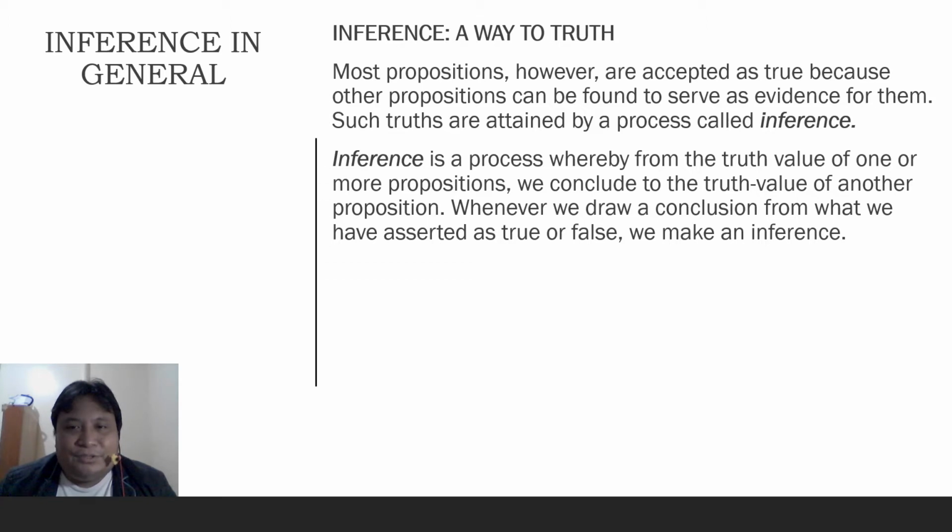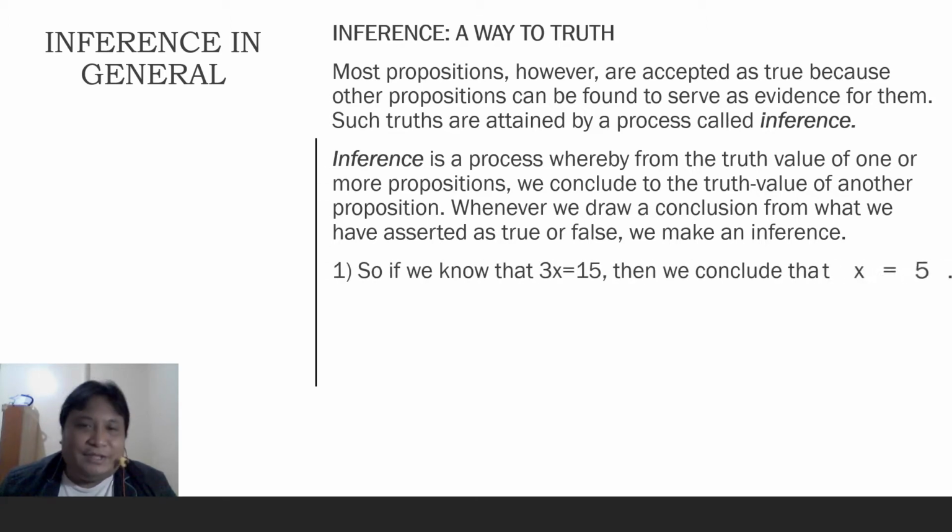So the next one, for example, here. We make an inference. We draw a conclusion from what we have asserted as true or false. Then we make an inference. For example, if we know that 3x is equal to 15, then we conclude that x is equal to 5.